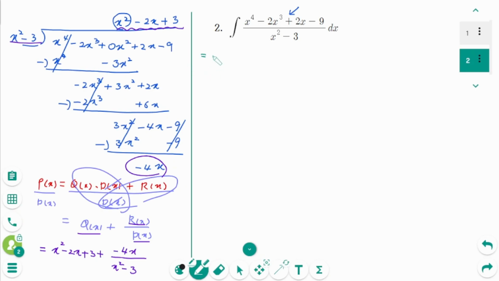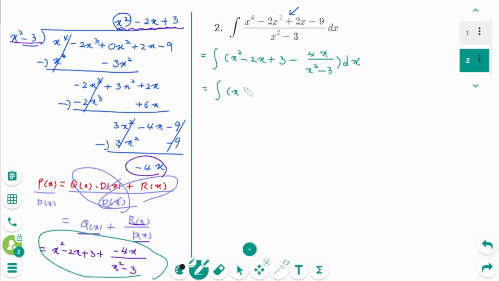For number 2, we can rewrite it as the integral of x squared minus 2x plus 3 minus 4x over x squared minus 3 dx. Here we break the integrand into two parts: the first one and the second one. The first part should use the power rule and the second part should use U-substitution.